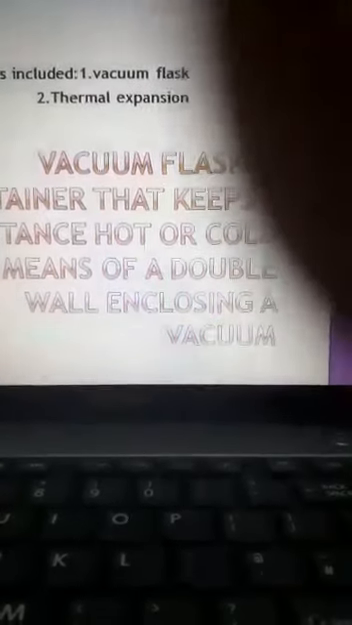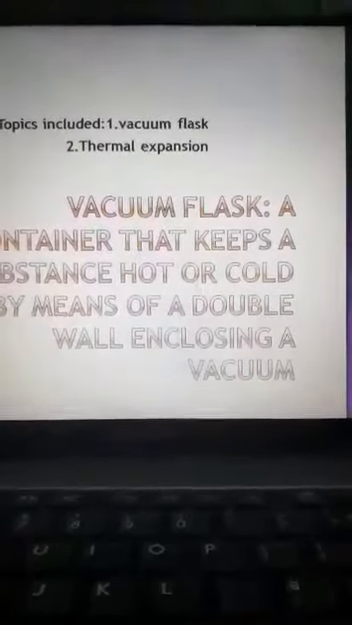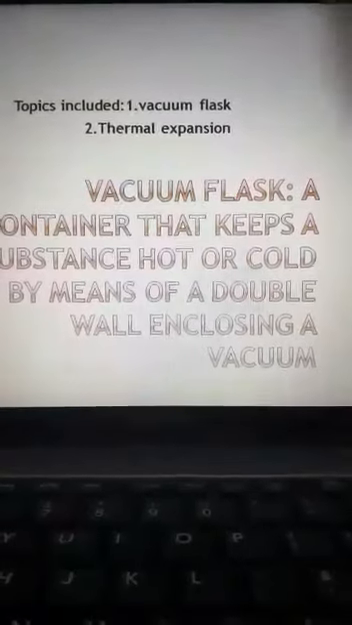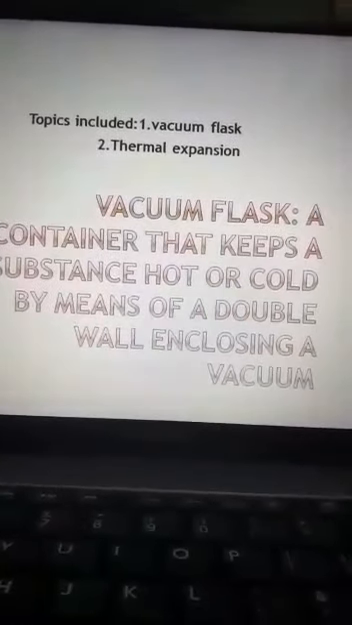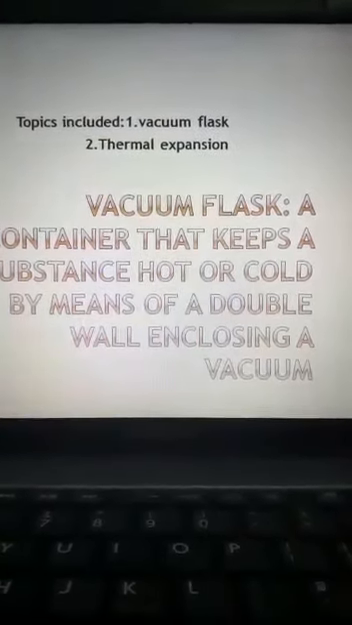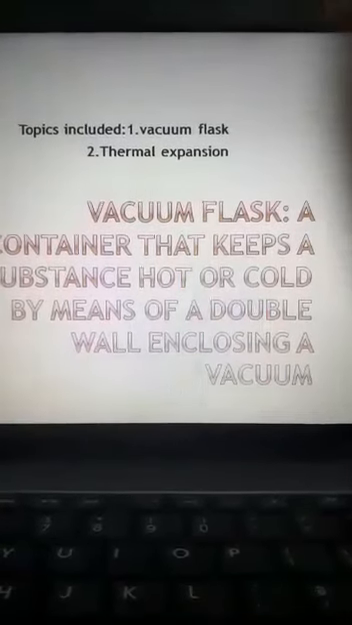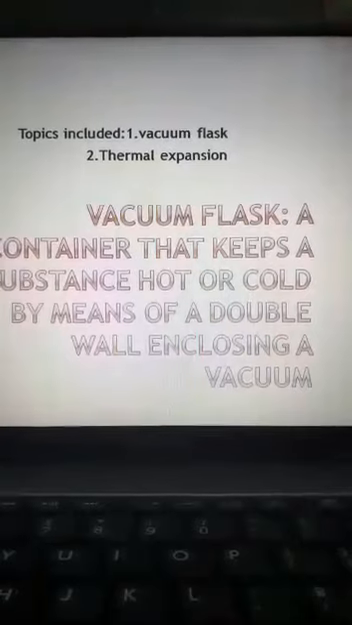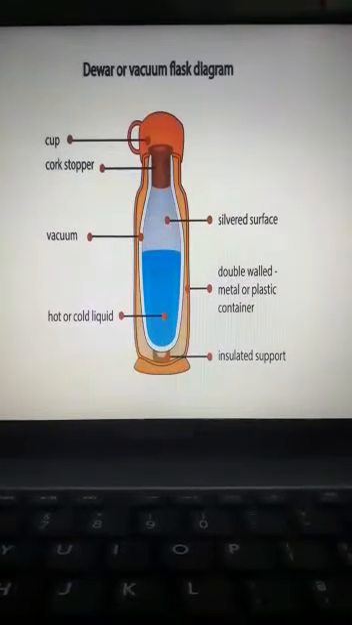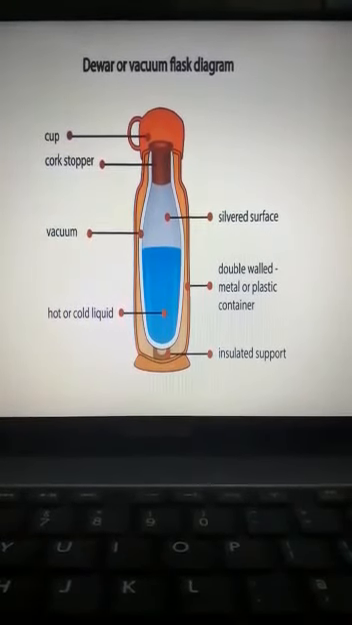A vacuum flask is a container that keeps a substance hot or cold by means of a double wall enclosing a vacuum, right? It is a container that keeps a substance hot or cold. Now let us see its inner structure.